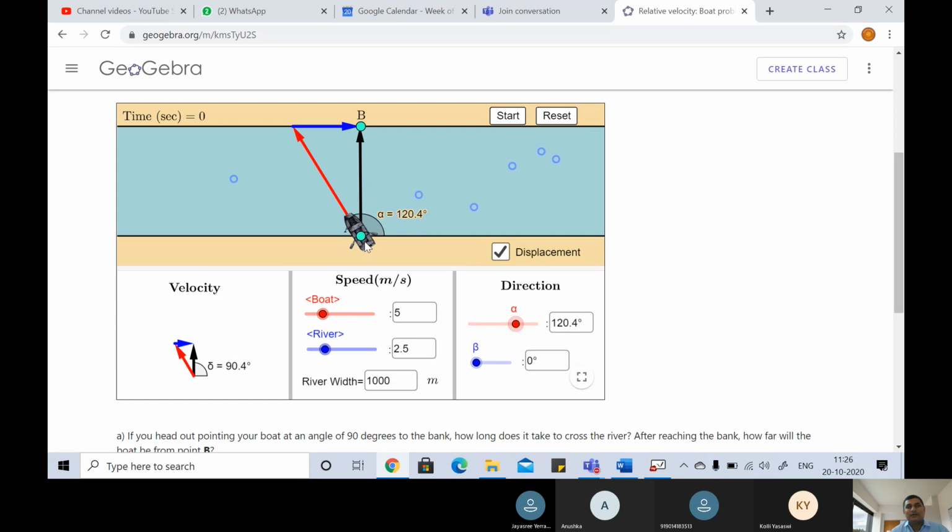Now, if you say that I want to cross the river in the shortest time, then definitely you can cross the river like this. But when you cross like this, your path is not the shortest, because here it is root over 10 square plus 5 square. So both of them simultaneously is not possible, just like the Heisenberg uncertainty principle.